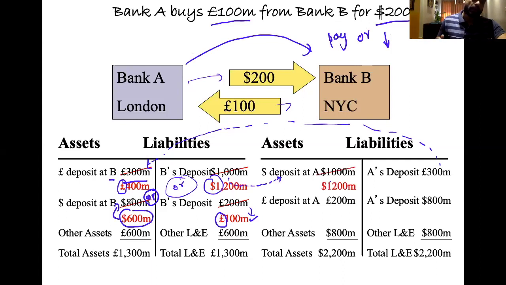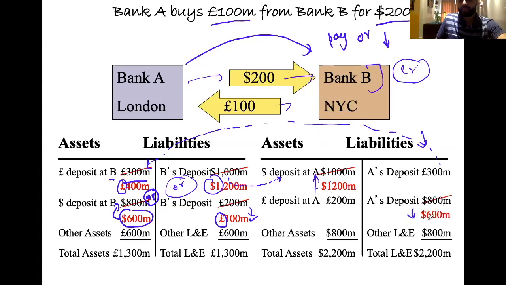Now, bank B. So what's going on in bank B? Bank B is receiving, right? Receiving means your account is going to be credited. So credit means assets increased. So you increase the assets, which is here, or you decrease the liability, which is here. Increase the assets, or you decrease the liability.